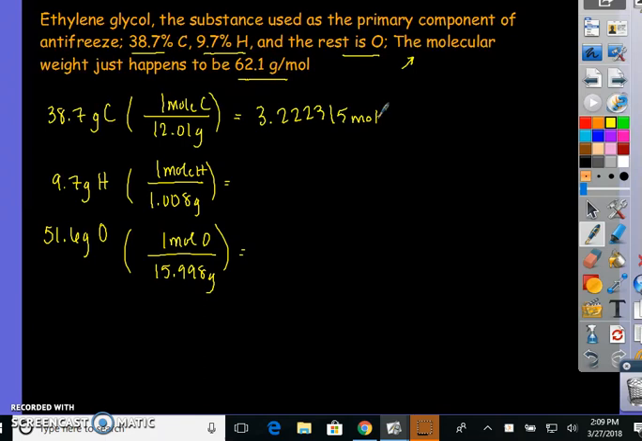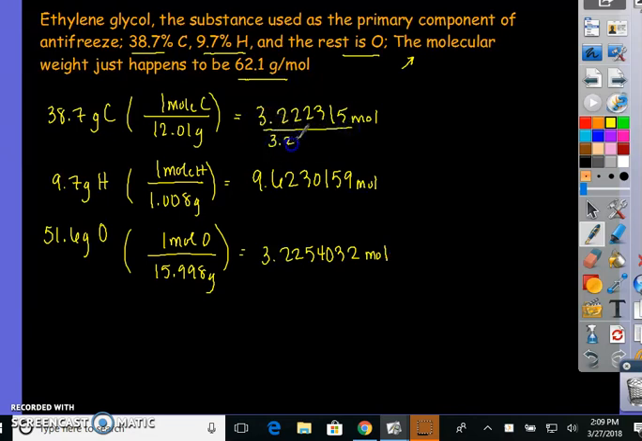So I got 9.623059. And then lastly, I've got 51.6 divided by 15.998, and I've got 3.2254032. Okay, so that looks pretty cool. Now I've got to divide by the lowest number because I need whole number ratios. And so it looks like this one is going to be the smallest number.